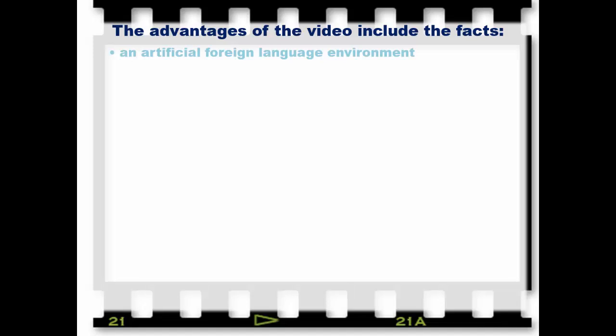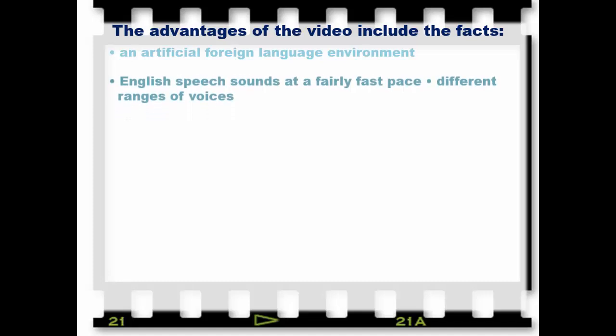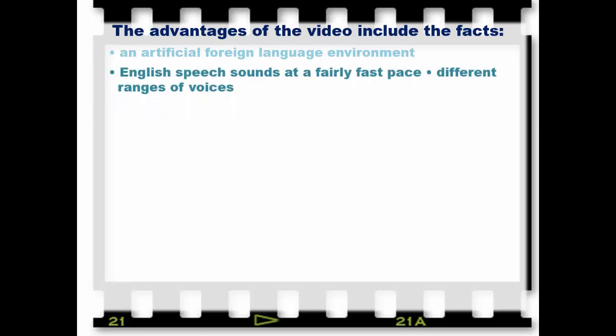In educational films, English speech sounds at a fairly fast pace. Dialogues, monologues are presented. Thus, one of the main tasks of teaching oral speech is achieved: improving listening skills. That is, we teach students to understand a foreign language by ear from a single presentation, bringing learning closer to real-life conditions. The video presents different ranges of voices, men, women, children, and lively spoken language sounds.